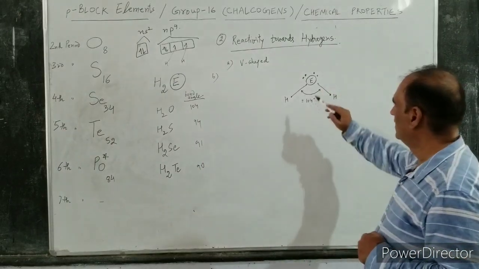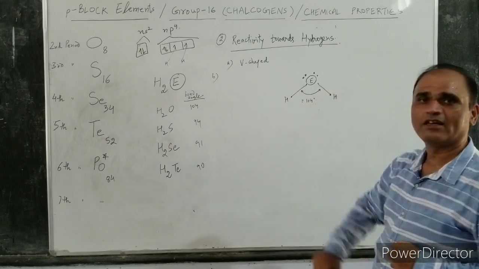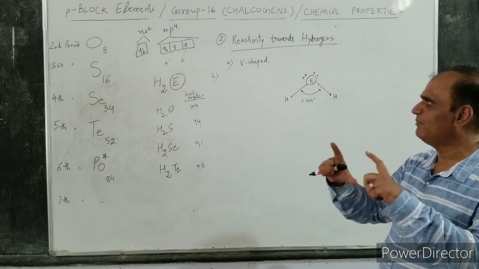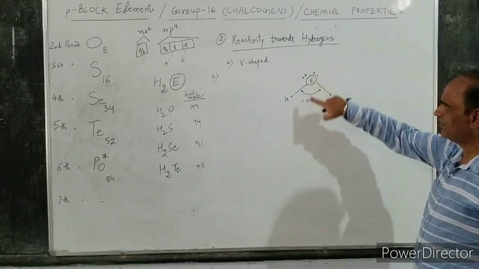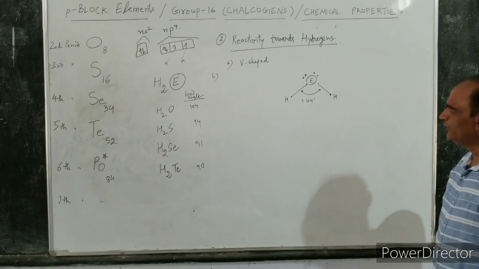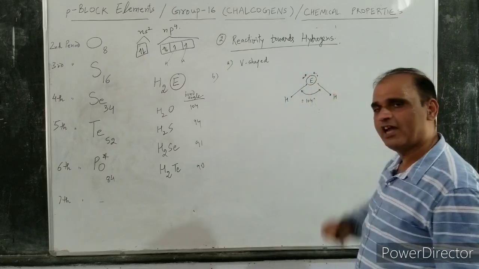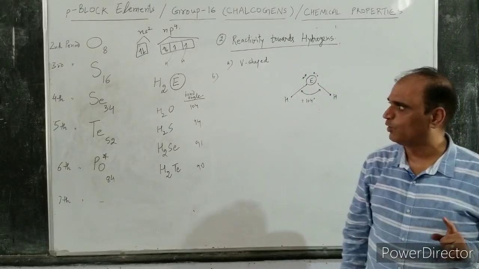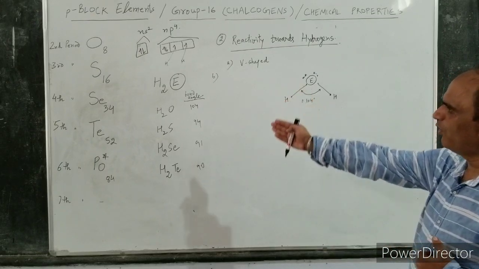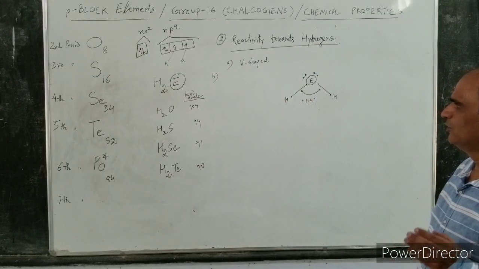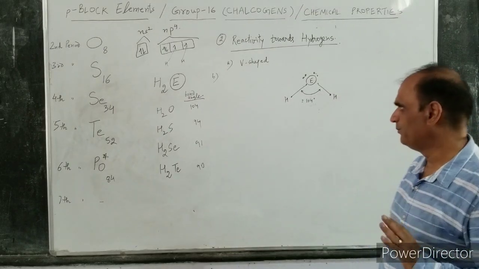The reason is H atoms are common in all the hydrides. What is changing? The central atom. And the central atom is getting bigger and bigger in size. So the atomic size of the central atom increases, due to which these lone pairs spread over a larger area and the bond pairs come close to each other. Due to that reason, the bond angle of hydrides goes on decreasing down the group.